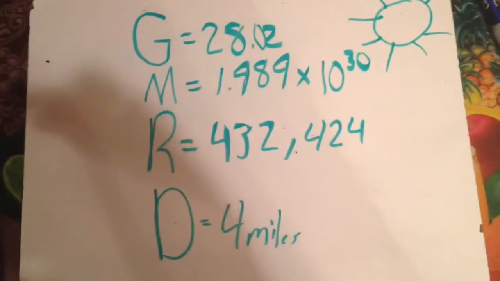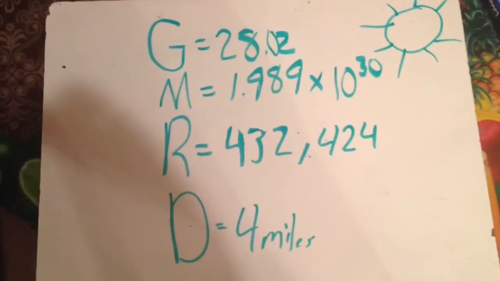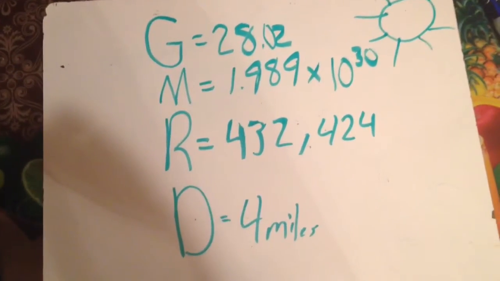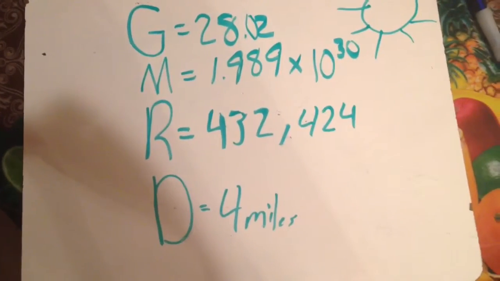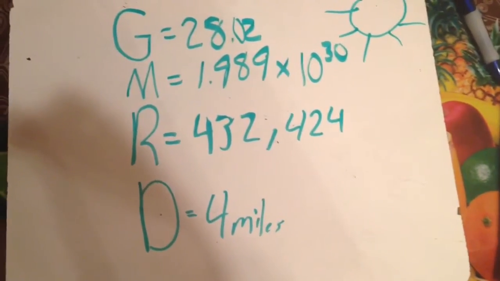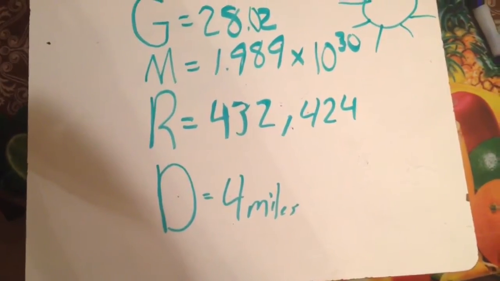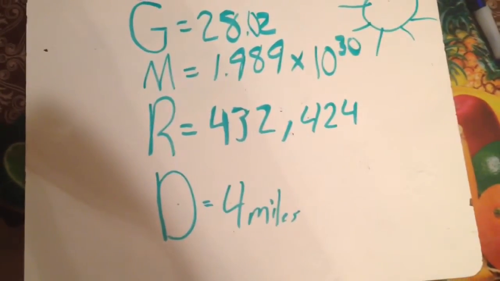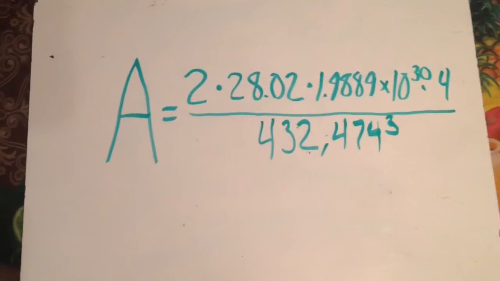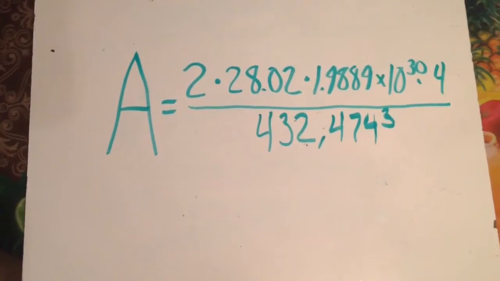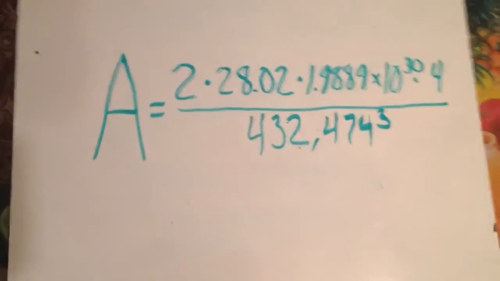Now, knowing our sun has a gravity of 28.2 meters per second squared, a mass of 1.989 times 10 to the 30th power, a radius of 432,424, and a distance, let's just say the distance between the black hole and the sun is 4 miles. Now we have the equation to how much the atoms of the sun will accelerate as it breaks down into the sucking black hole. Okay, first we'll start out with the easy part.